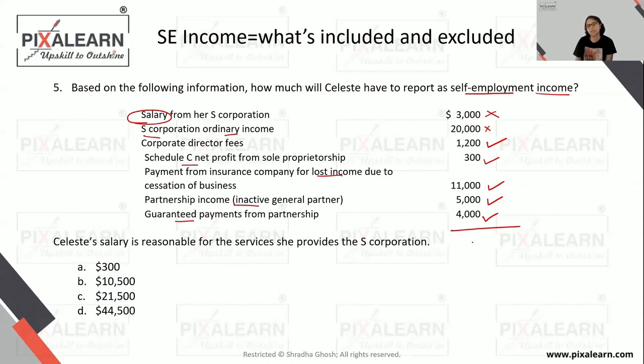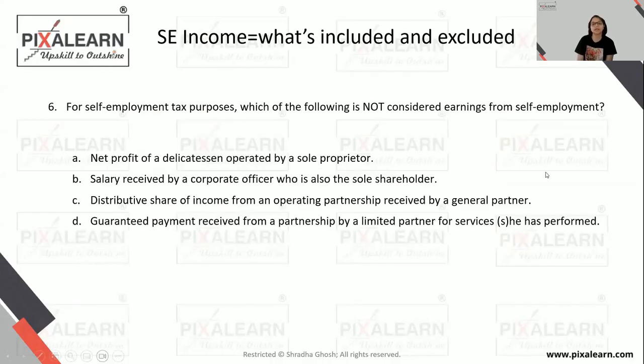So it's 21,500, C. Straightforward, a little confusing. Please make it a point to register what is included and what isn't included in self-employment income. Go to the next question.